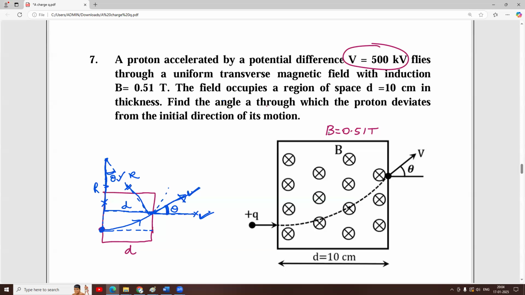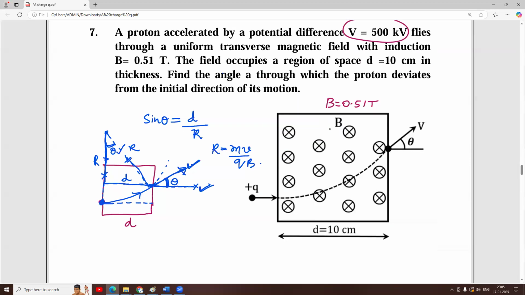Now, if you take sine theta here, what you will get is sine theta equal to the opposite side D divided by radius R. D is known. And if you know the radius of the circular path, of course, the job is over. We know the formula for the radius of the circular path, that is mv by qB. So R is equal to mv by qB. We know this one, so substitute it here. So what is sine theta? Sine theta is equal to dqB by mv. So substitute for this, you will get the answer.